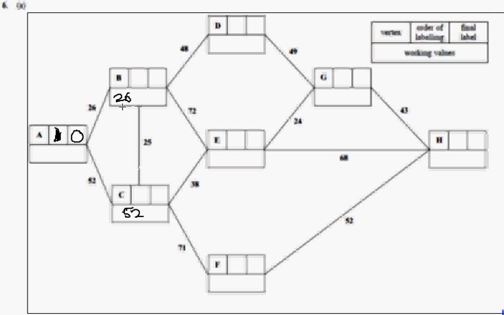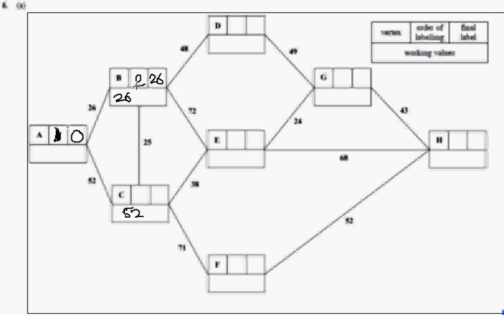Very important to fill in the working values properly and not skip them, because you will be marked for that. Okay, now second thing, we take a look around the whole network. Not just where we can get to from A, but the whole network, and look for the smallest working value. Clearly that's 26. So we finalize this box. This is now the second box that we finalized, and the final value is going to be 26.